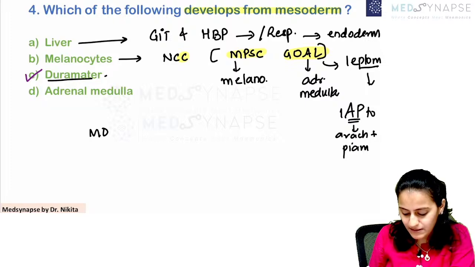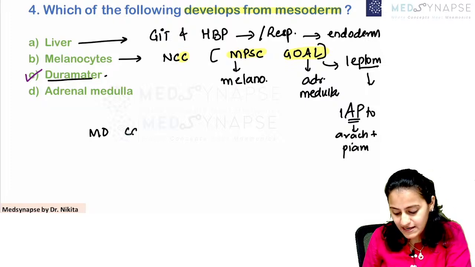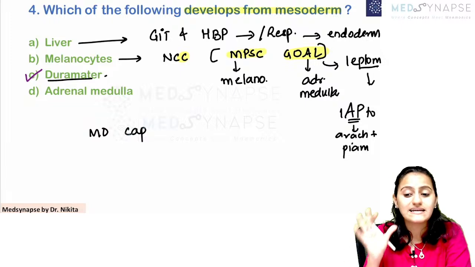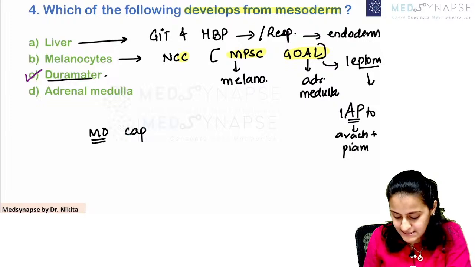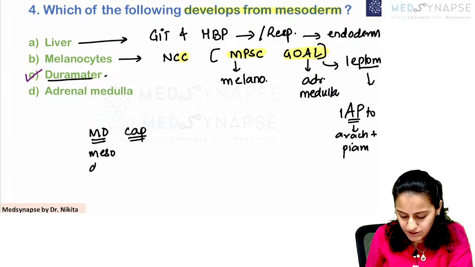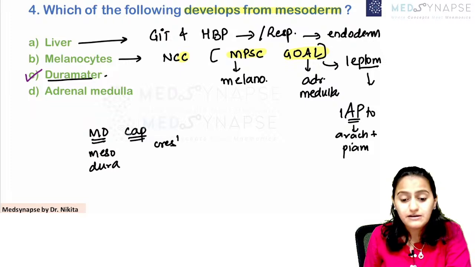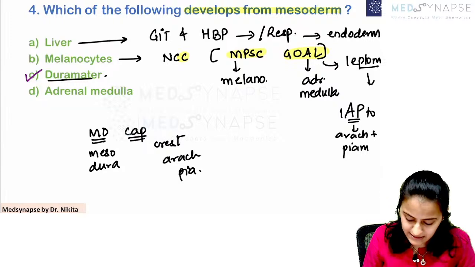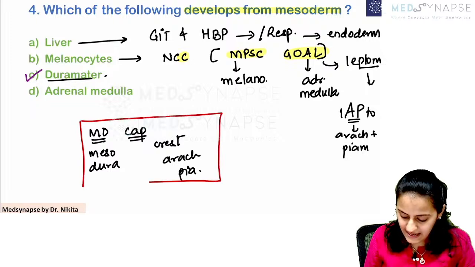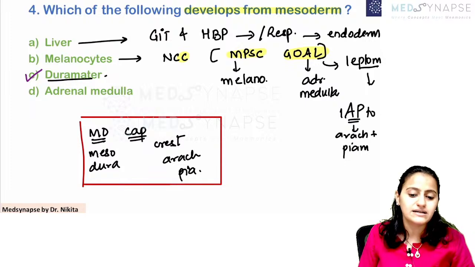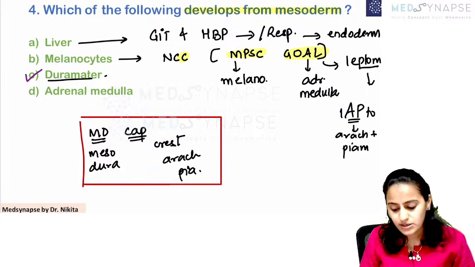You can also remember it with the mnemonic wearing the MD ka cap. If you get into MD, it is like another feather in your cap. So the mnemonic is MD cap. That means from the mesoderm, you get the dura mater. From the crest, you get the arachnoid and the pia mater. Okay, that is another mnemonic. So remember that it is MD cap. That means from mesoderm comes dura and from crest comes arachnoid and pia mater.